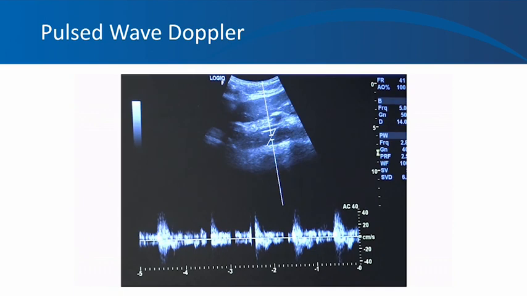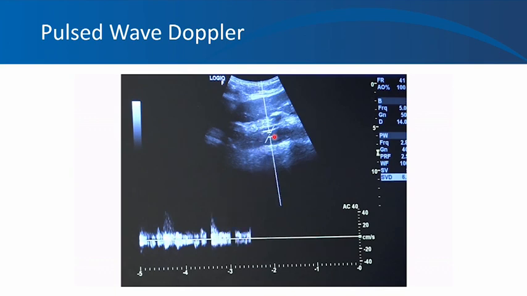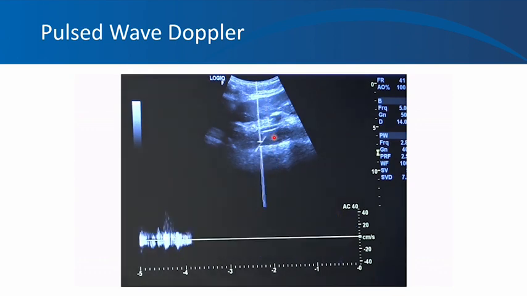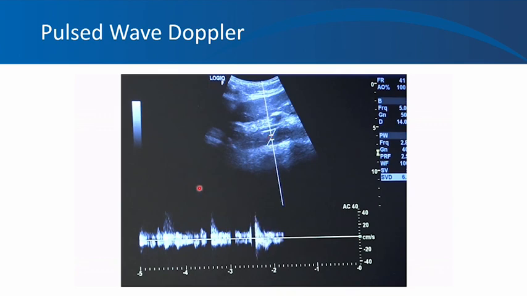This is the mode we use to calculate renal resistive index. When you turn on this mode, you get a line with a small opening like this, and this opening is called Doppler gate. You take this gate to the vessel of interest. Here, the vessel is aorta, and you'll get a graph consisting of systolic and diastolic velocities.